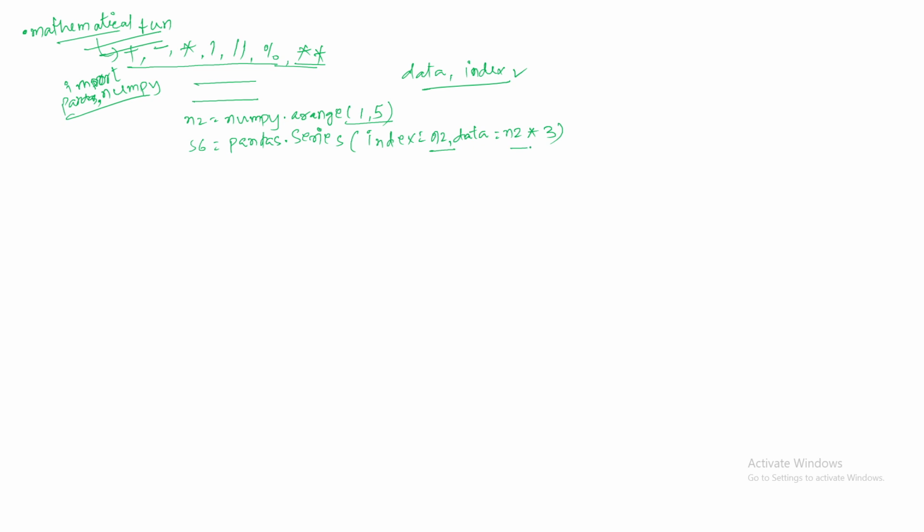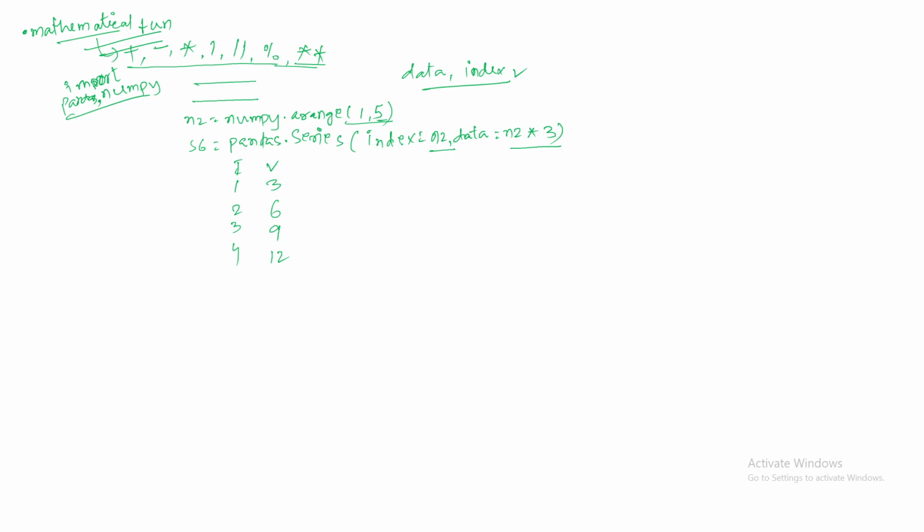Okay. Data equal to n2 into 3. So then how? 1 to 4, because the arange function also excludes the last value, it will not accept it. So 1, 2, 3, 4. This is our index value. Now the value is n2 into 3, and n2's value is 1. 1 into 3, so 1 3 is 3. Now tell me, 2 3s are 6, 3 3s are 9, and 4 3s are 12. So these are the values it will generate.